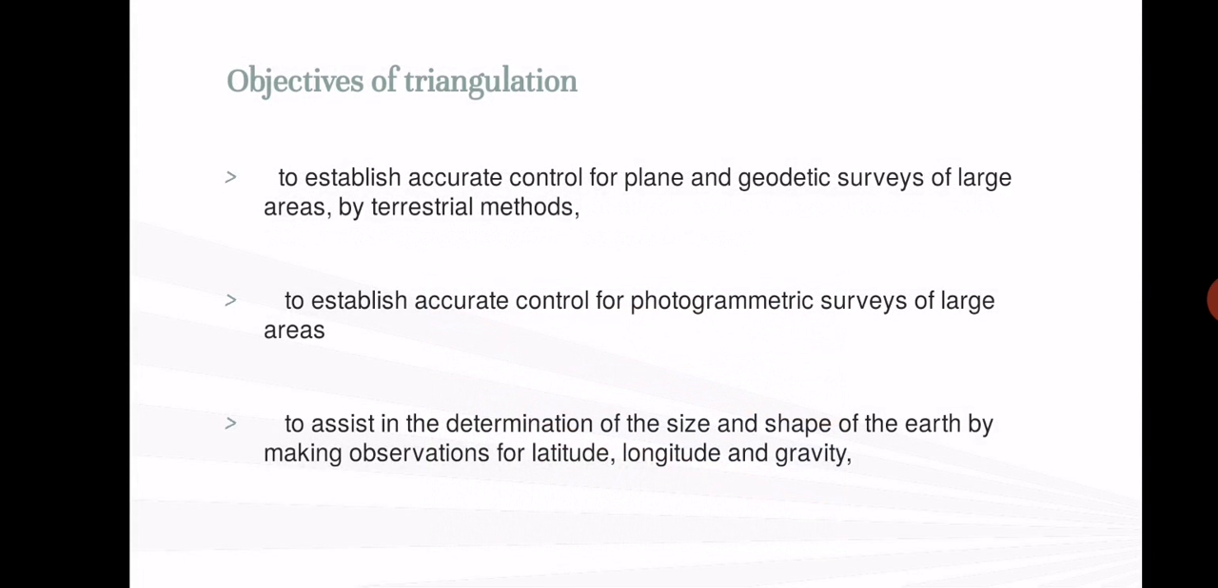Now, objectives of triangulation. The objectives of triangulation are to establish accurate control for plane and geodetic surveys of large areas by terrestrial methods. Next, to establish accurate control for photogrammetric surveys of large areas. To assist in the determination of the size and shape of the Earth by making observations for latitude, longitude, and gravity.